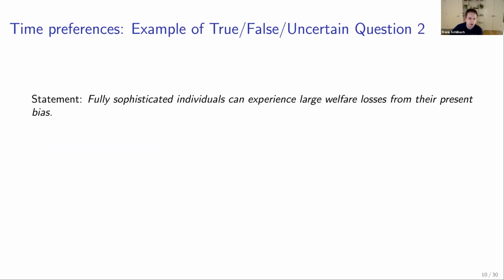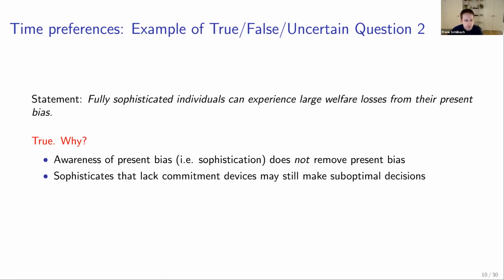Second example. The statement: fully sophisticated individuals can experience large welfare losses from their present bias. The answer is this is true. Why is that? Let me think about this for a second. Well, the answer is that awareness of present bias, that is, sophistication, does not remove present bias. Even if people are sophisticated, the present bias is still there.